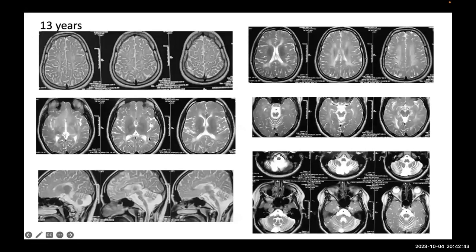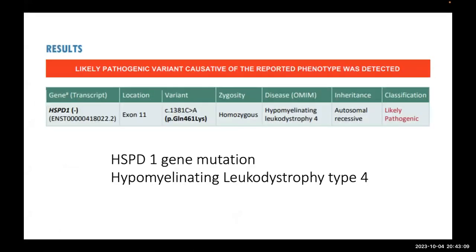In the next slide, this is the next MRI that was done at 13 years of age. In this MRI, clearly the hypomyelination is present, and along with hypomyelination in the subcortical areas, there is brainstem atrophy along with cerebellar atrophy, which has progressed from what was seen at 16 months of age. Folia and cerebellar atrophy is also found. So we went with the genetic analysis, wherein an HSPD1 gene mutation was identified, that is the hypomyelinating leukodystrophy type 4 mutation.